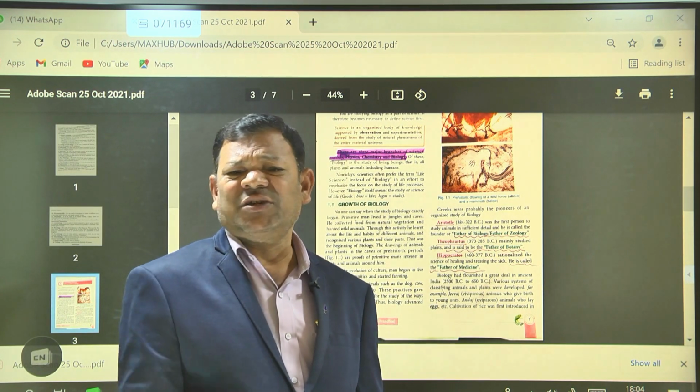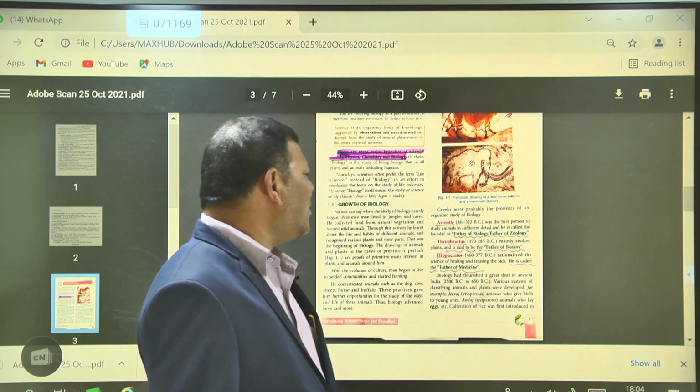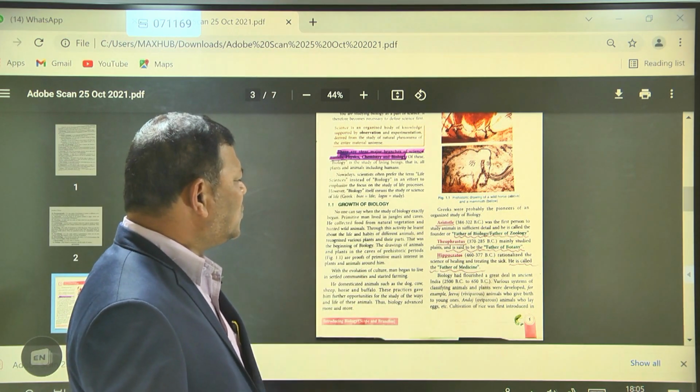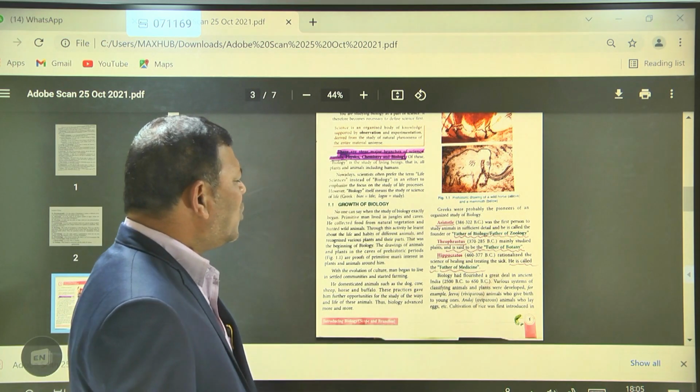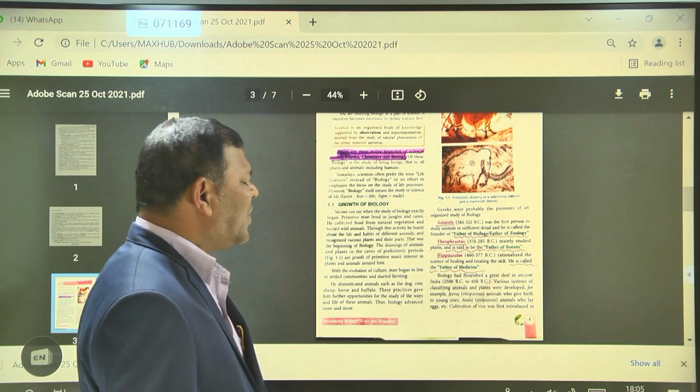These are the points you can note down. Father of biology is Aristotle. Father of zoology is Aristotle. Theophrastus is the father of botany. Hippocrates is the father of medicine.